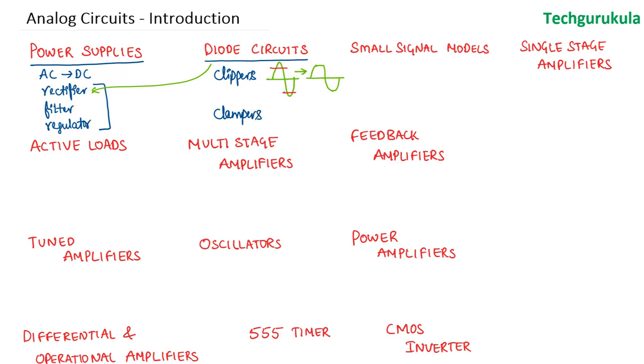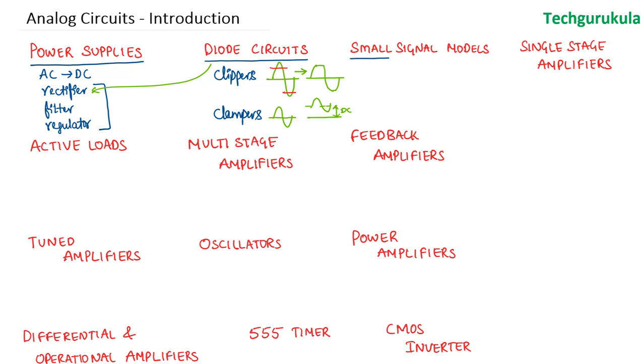These are required to actually shift the waveform. Let's say you have a waveform with no DC signal, it's a pure AC signal. At times, we need to add a DC component to it, so that the average value, which we call DC, should be inserted into the waveform by a circuit called a clamper. So we'll discuss clampers under diode circuits.